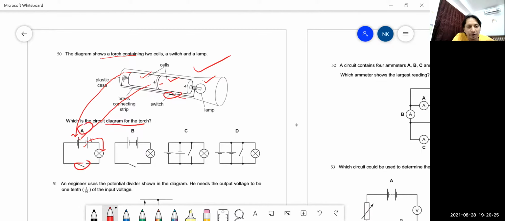Let me check why B is wrong. In option B, this is starting from the positive and we have started from the negative, so this is wrong. Option C, they connected two cells in parallel, but are these two cells in series? Because what is the series combination? If you find positive negative positive negative, this is a series combination. It is a series, it's not parallel. Positive negative positive negative. Option C wrong, option D wrong.